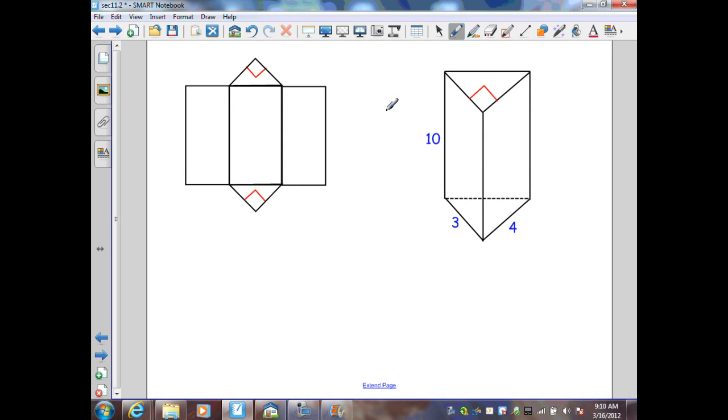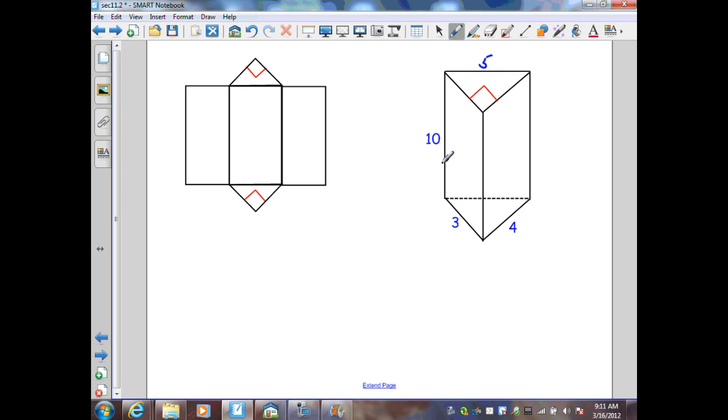In this figure, again, I want to use a net to find the surface area of my prism. Here, my prism is a triangular prism because my bases are in the shape of a right triangle. I'm given the dimensions of 3 by 4 by 10. I can determine the hypotenuse of my right triangle because I know this is a triple, a 3, 4, therefore this is a 5. Or I could use the Pythagorean theorem. I'm going to use a net to help us find the surface area of my prism.